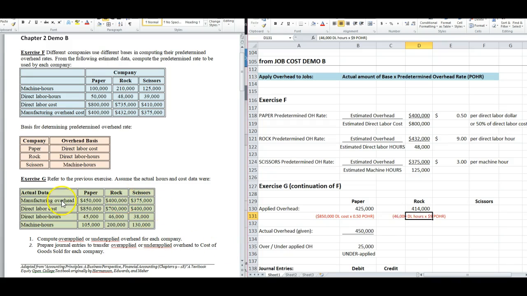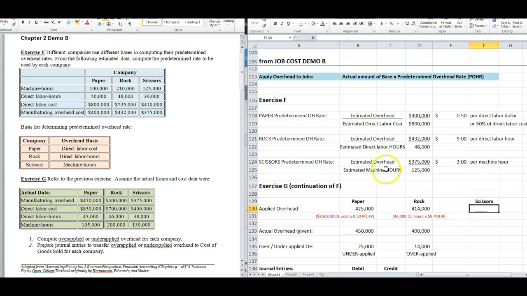Looking at the actual data, the actual manufacturing overhead for Rock was $400,000. My applied is $414,000, and my actual is $400,000. So we have a difference of $14,000. Since applied is greater than actual, we say it's over applied.